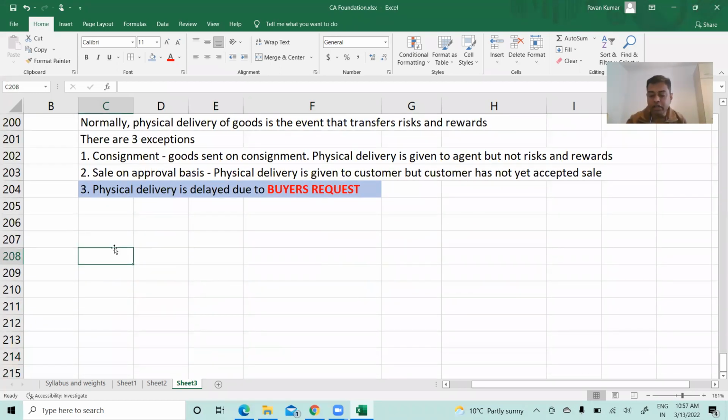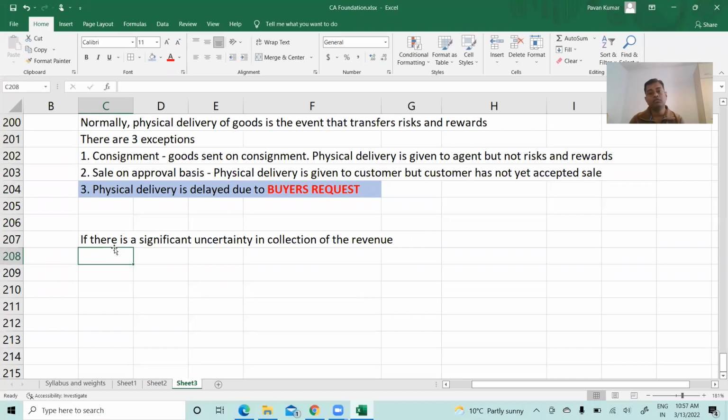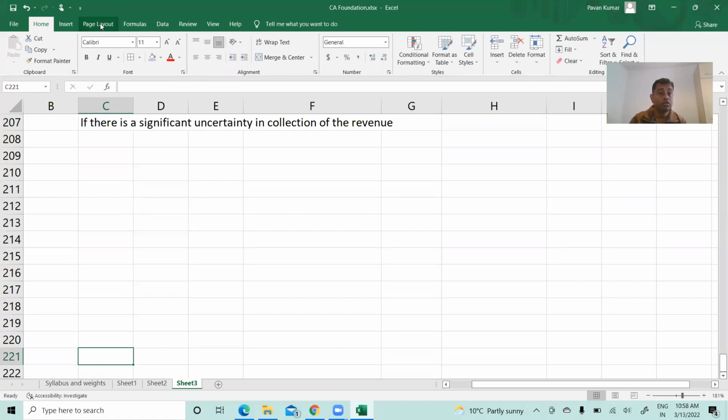That's all. Then the last point of the standard is, if there is a significant uncertainty in collection of the sale consideration or in collection of the revenue. You sold goods, but will I be able to receive the revenue? I doubt it. What to do? Very interesting.